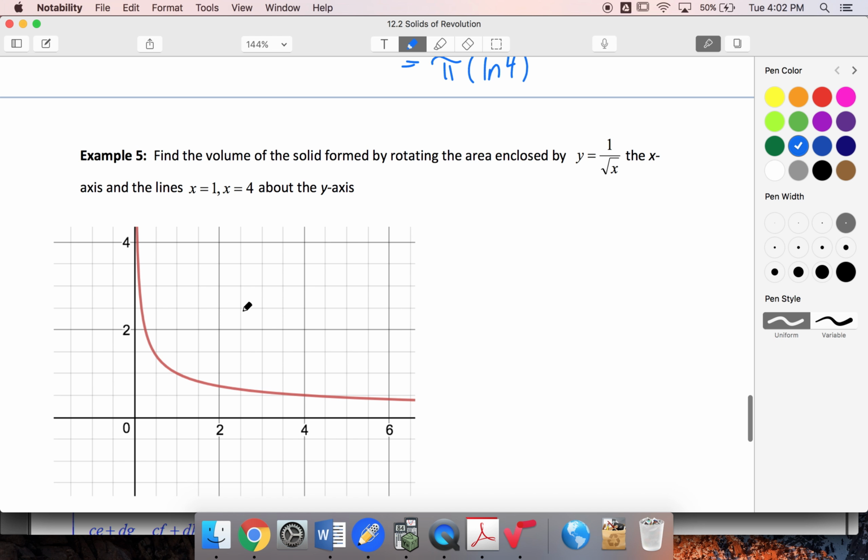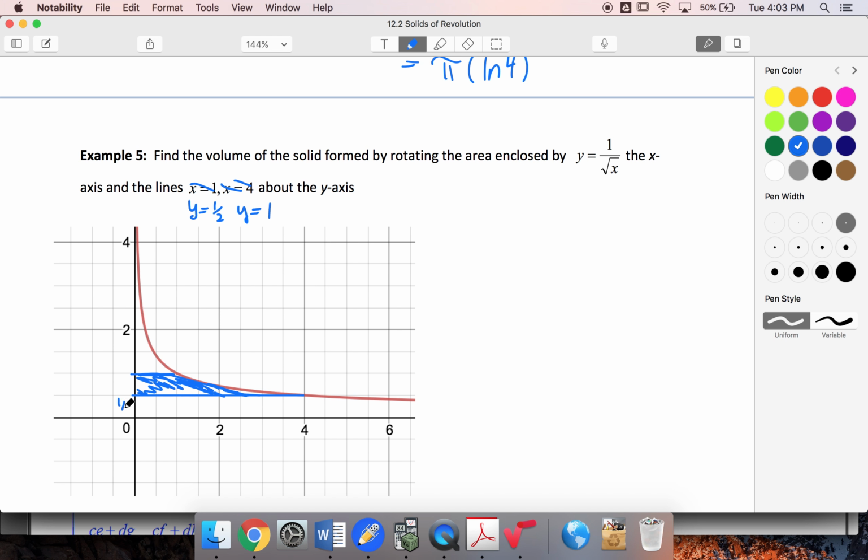This one is a bit of a typo because I didn't want the lines x equals 1, x equals 4. I really wanted to look at this volume where I have the y values from x equals 1 to x equals 4, because we're going to end up with a different shape that we haven't quite figured out how to find the volume yet. So I want you to do not x equals 1, but the y value when x equals 1. So we're going to go between y equals a half and y equals 1. And we're going to go around the y-axis.